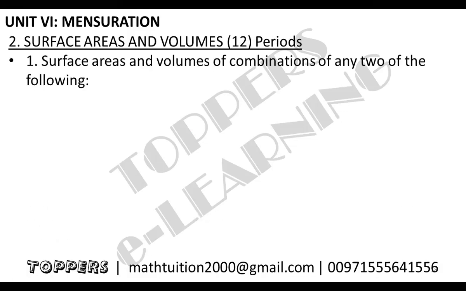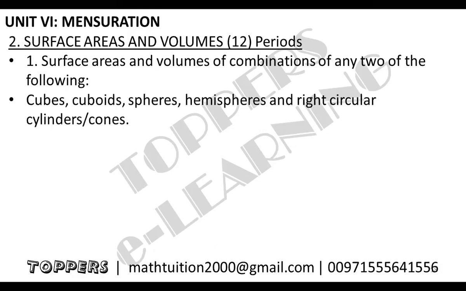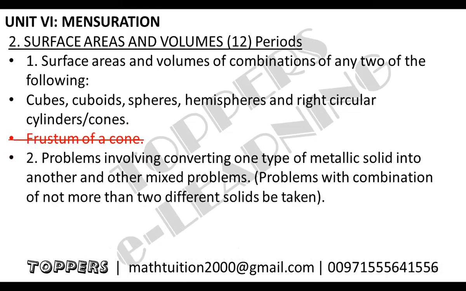Then surface area and volumes, 12 periods. Surface area and volume of combinations of any two of the following: cubes and cuboids, spheres, hemispheres, and right circular cylinders and cones. It is there. Combination of any two, their volume and surface area will come, but frustum of a cone is reduced. It's not there. Problems involving converting one type of metallic solid into another, and other mixed problems. Problems with a combination of not more than two different solids will be taken.